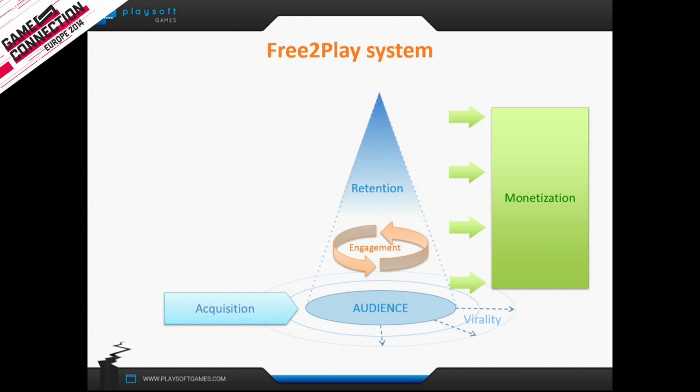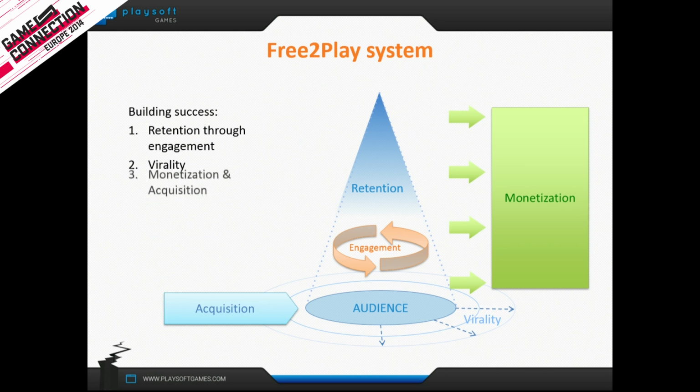So when you think of production, if you want to build success, first you have to focus on building engagement and retention, then virality to grow your audience, and if you have that, I'm pretty sure you'll be able to monetize and have good acquisition. That's just time and effort. All right, so you all agree with that?